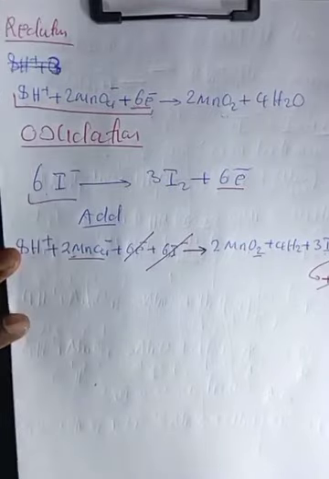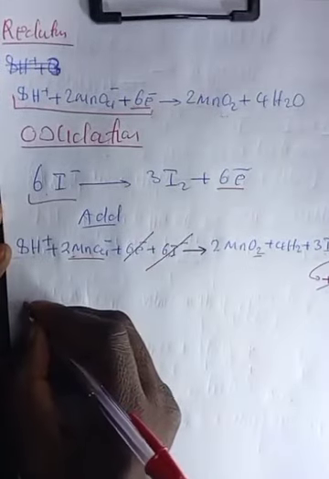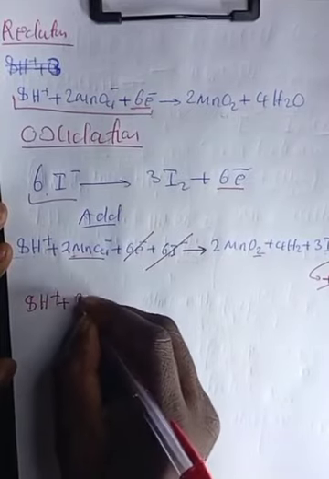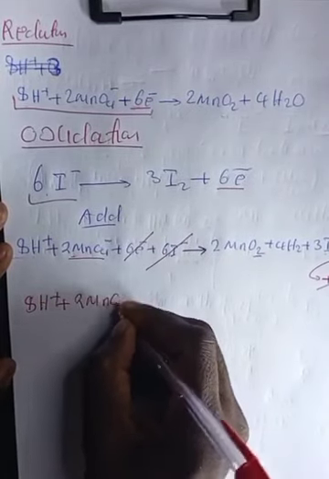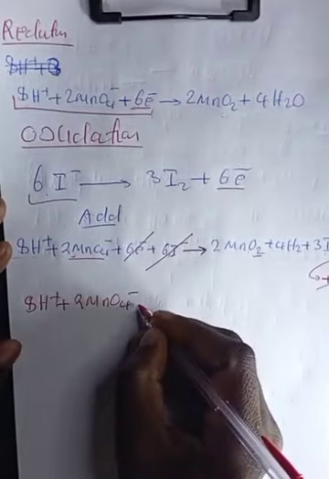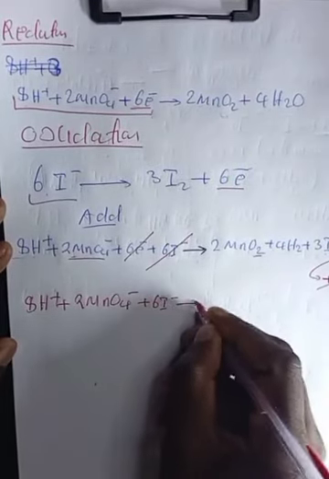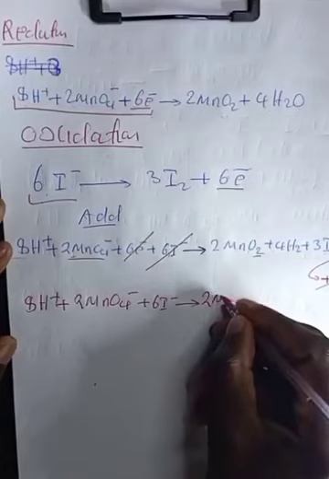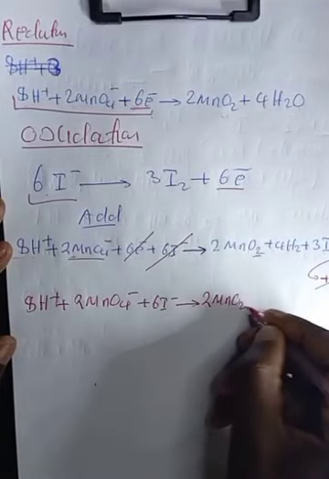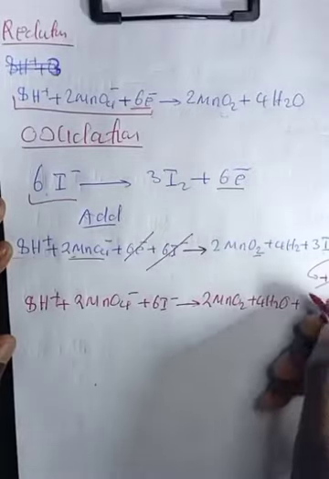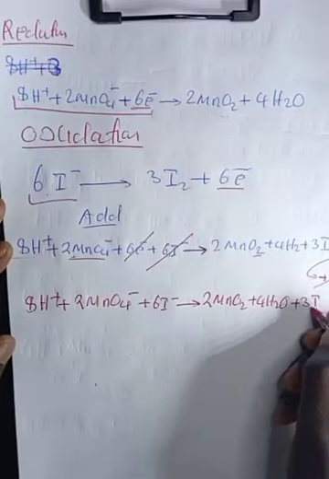At this moment, we can now rewrite our reaction: 8 hydrogen ion plus 2 MnO4, then plus 6 I minus, giving us 2 MnO2 plus 4H2O, then plus 3I2.